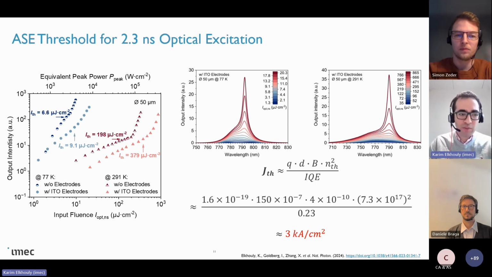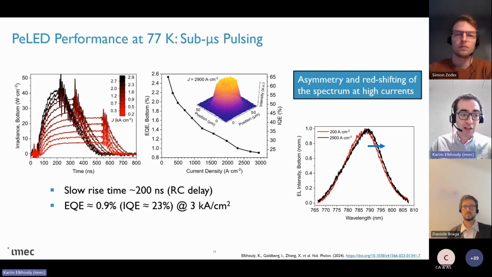And then when you make those measurements, you find that we get a best threshold for a full device of around 9 microjoules. If you do the math, plug in some numbers, you find that this corresponds to roughly 3 kiloamps, which is within the range we are already able to achieve in the device. If I move now to the electrical characterization, we send hundreds of nanoseconds electrical pulses. And in this case, we can already see that we can achieve very high brightness of this device, up to 40 watts per square centimeter. Efficiency, of course, rolls off as typical with all Perovskites. And around 3 kiloamps, we have roughly 1% EQE.